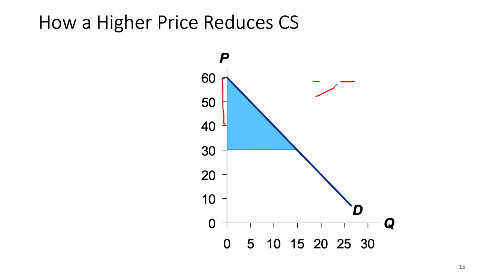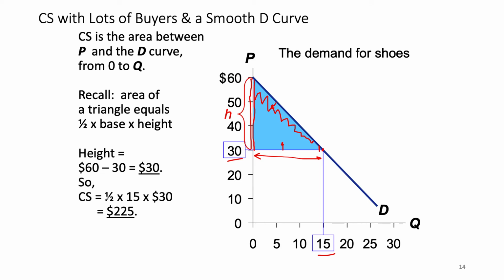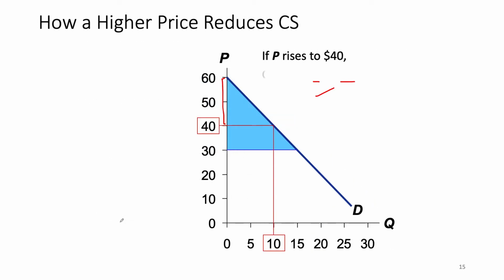Okay, so if I go back to the previous slide, here the total consumer surplus in this market when the price was 30 was 225. When the price goes up, the total consumer surplus in this market is 100. So that's a decline. Consumer surplus in this market has gone down by $125. When the price went up from 30 to $40, consumer surplus in this market has fallen by $125. Okay, what's happening? Okay, two things.